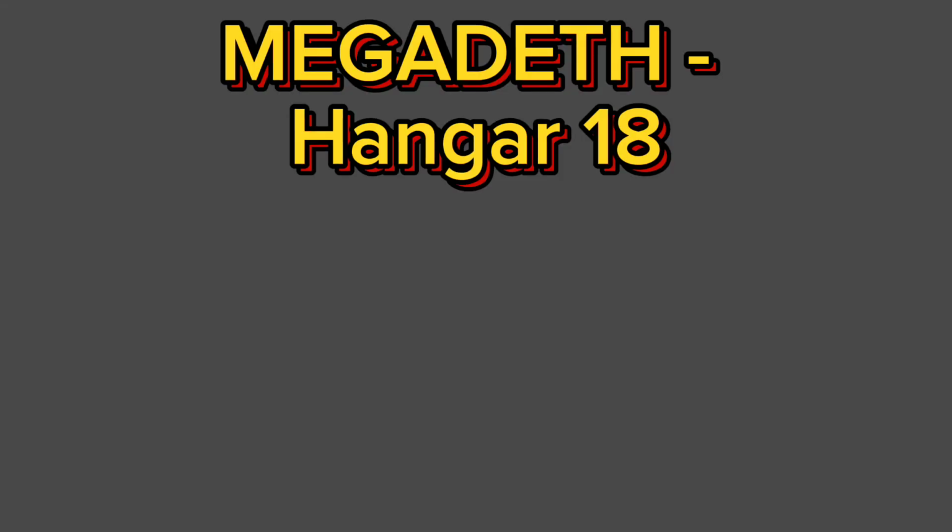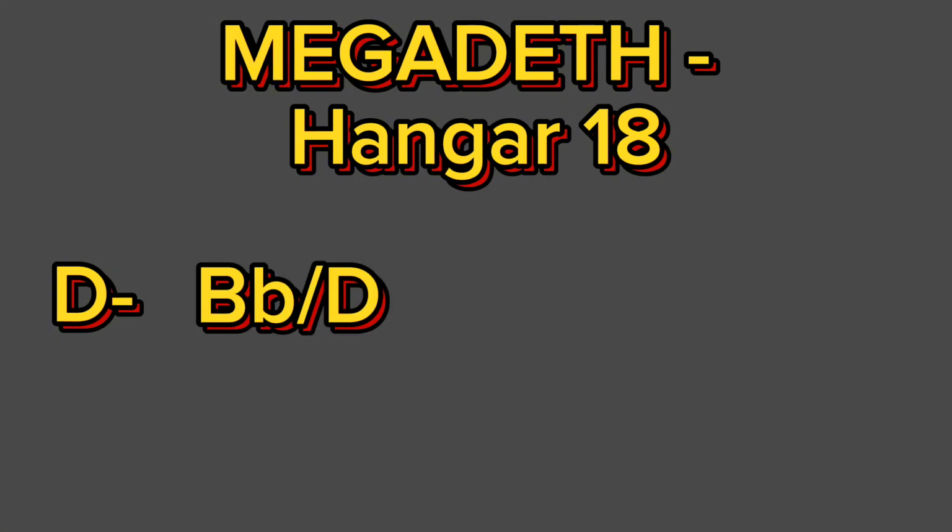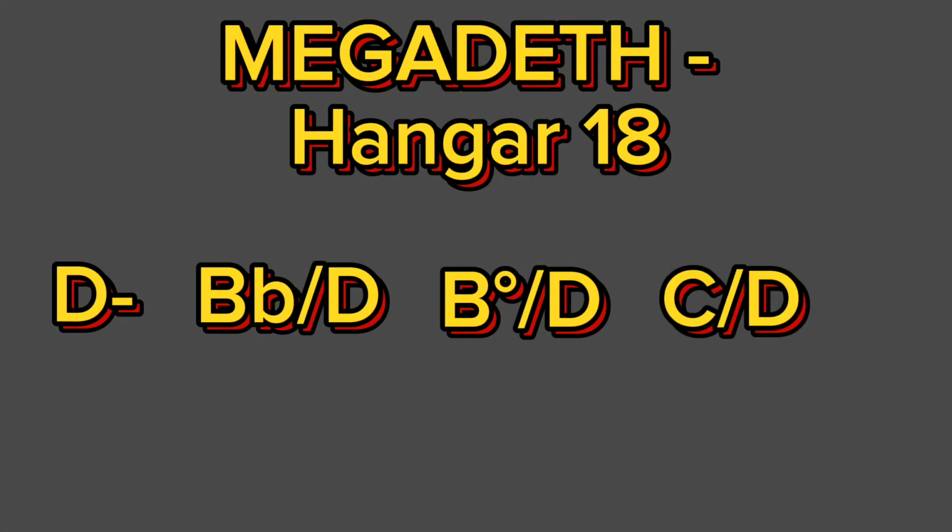Start out with the Megadeth song Hangar 18. Okay, now I'm going to be doing all this on piano. So Hangar 18 starts out with a D minor chord, and then it goes to a B flat chord with a D in the bass. All right, and then it's going to go to the B diminished chord with a D in the bass, and then it's going to go to a C chord with a D in the bass. All right, so all together.